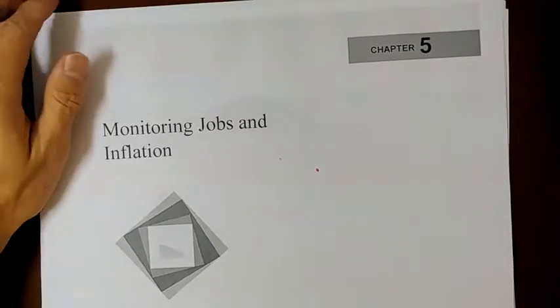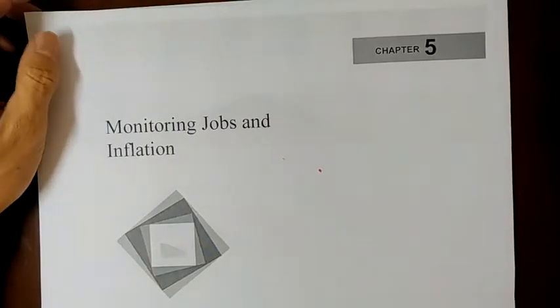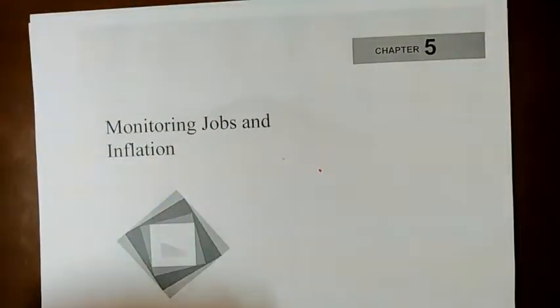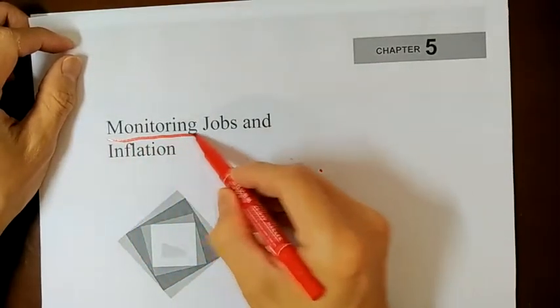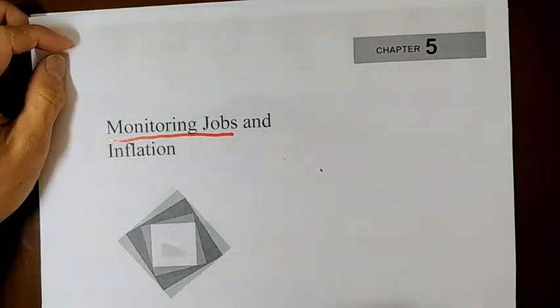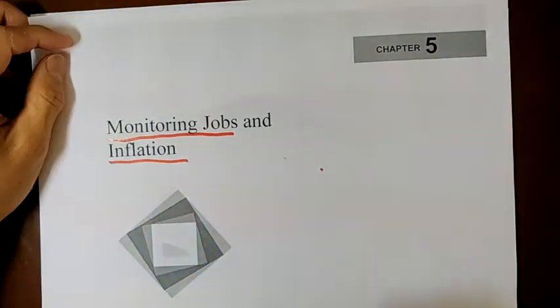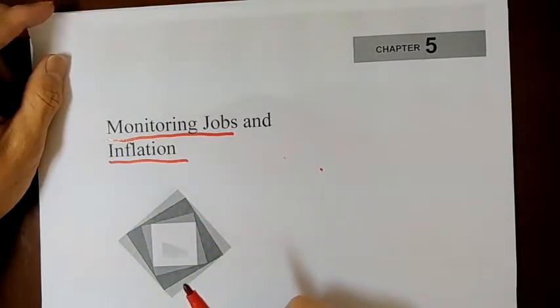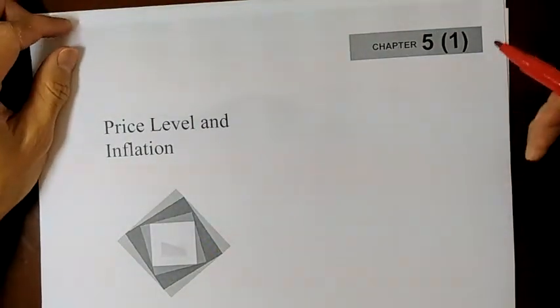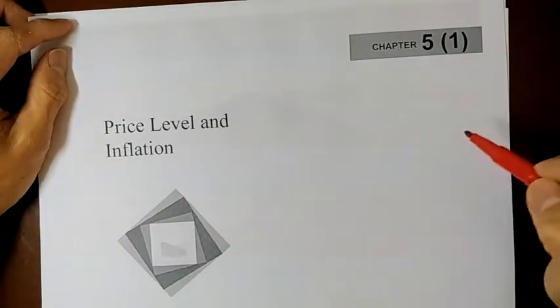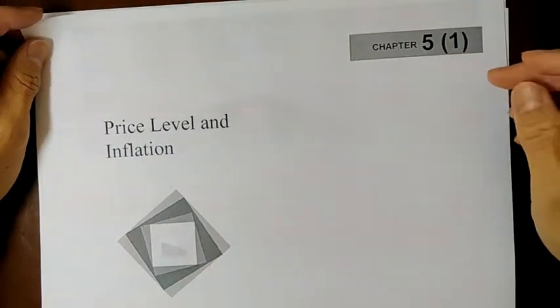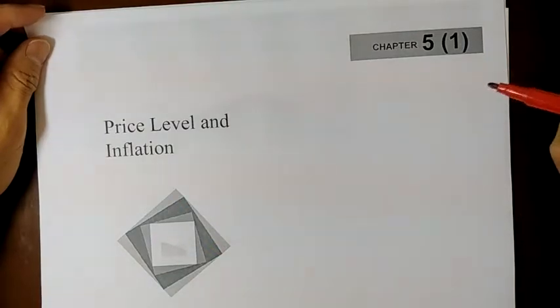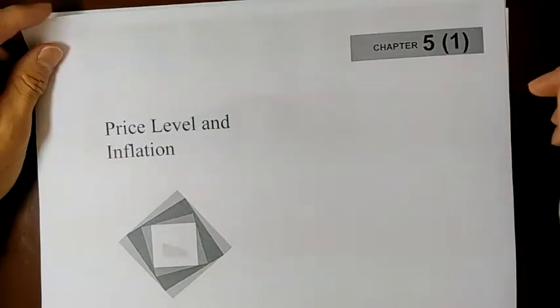We finished chapter 4. Now let's start chapter 5. There are two parts in chapter 5. In the textbook, the first part is unemployment, and the second part is inflation, price level. Now I want to start with the price level and inflation. So let's start the second half of the textbook, and let's call it chapter 5.1, because I want to continue on the price level at the end of chapter 4.